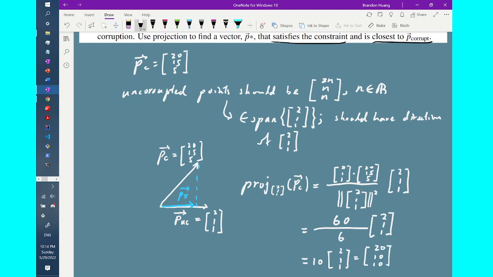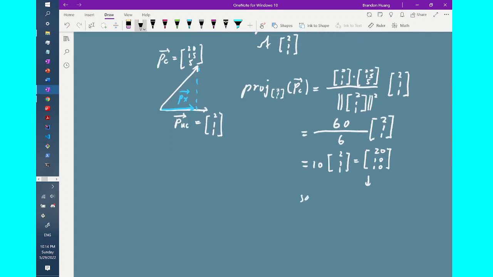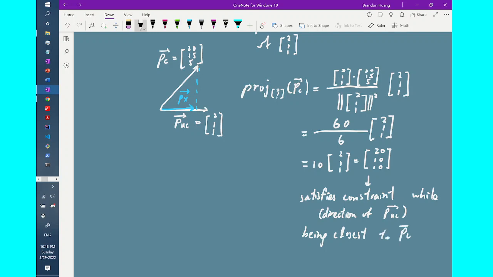So this will be the vector that satisfies the constraint, which means it has a direction of an uncorrupted square while being closest there can be to P corrupt. And that is actually the definition of projection, which is why we use the projection vector. And so in the end, we again get the result that this new projected vector should be (20, 10, 10). And thus we have ended this question.